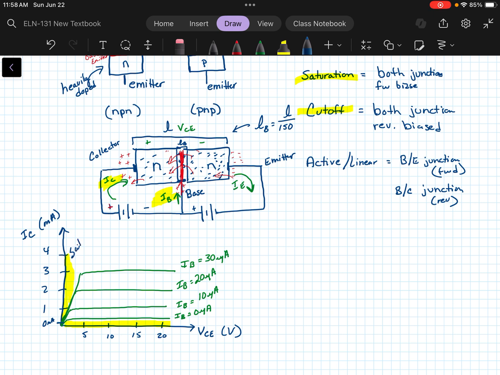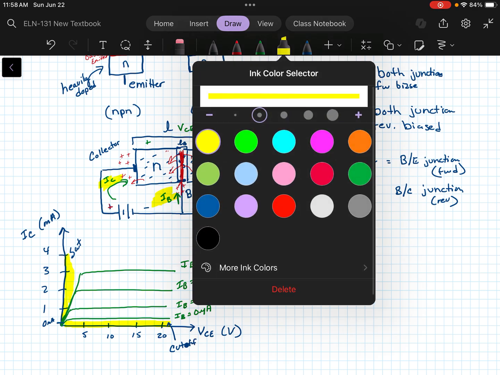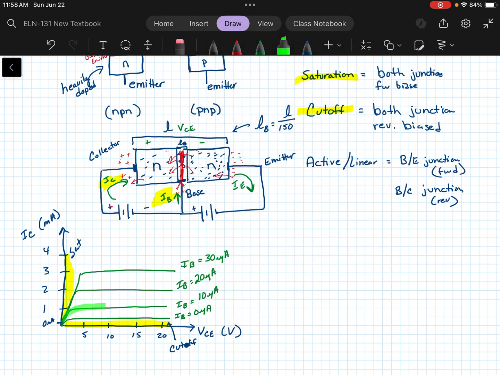Okay, so this is saturation, and this is cutoff here. And what that leaves us in the middle, let me change up the color a little bit, is that this is going to now be our linear or active operation area of our transistor. So this is the linear or active region.